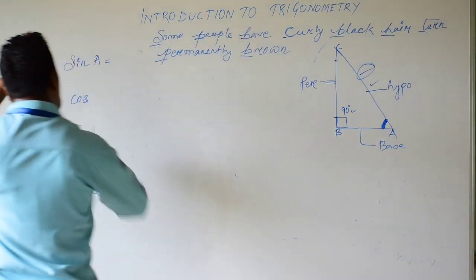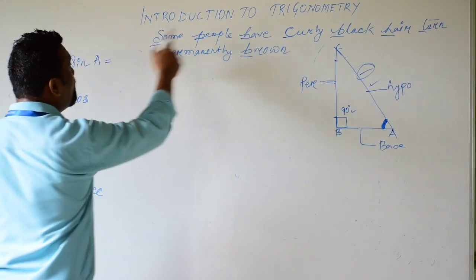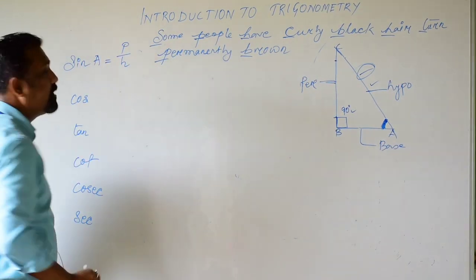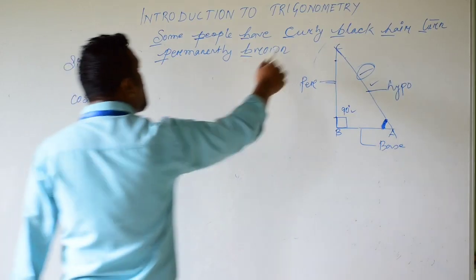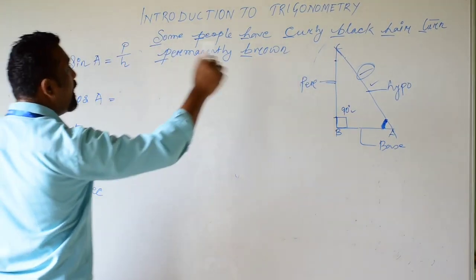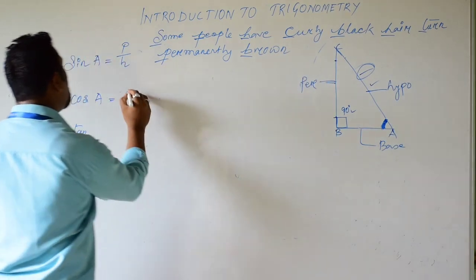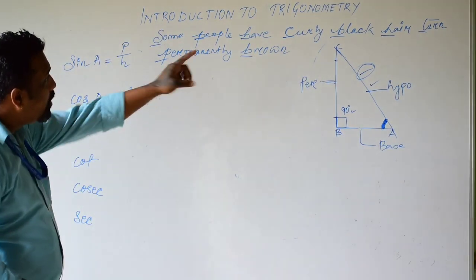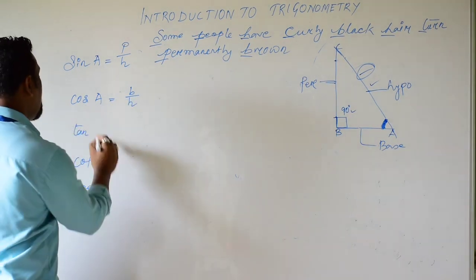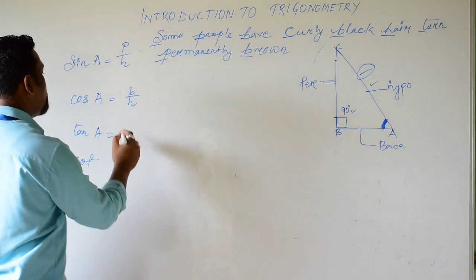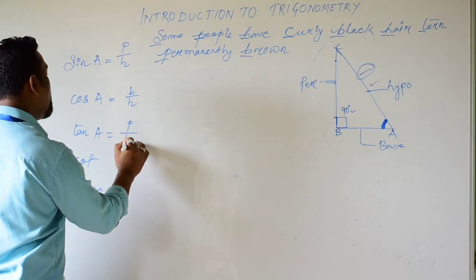So how do we relate them? Sine A is equal to perpendicular by hypotenuse. Curly black hair, we can write as cos A, which is B, H, that is base by hypotenuse. T we are talking about turned permanently brown, so we can take tan A is equal to perpendicular by base.